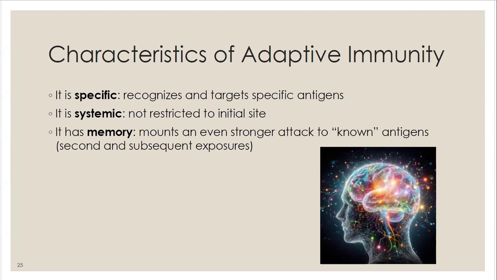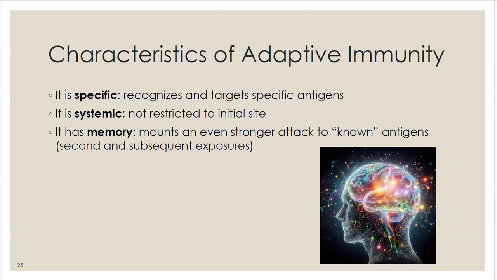Okay, so adaptive immunity is unique due to several key characteristics that distinguish it from innate immunity. So, specificity. Adaptive immunity can recognize and respond to specific antigens presented by pathogens, and this specificity ensures precision in targeting harmful invaders. It has memory. Once exposed to a pathogen, the immune system retains a memory of it. So upon subsequent exposure, the response is faster and stronger, and it often prevents the pathogen from causing illness.